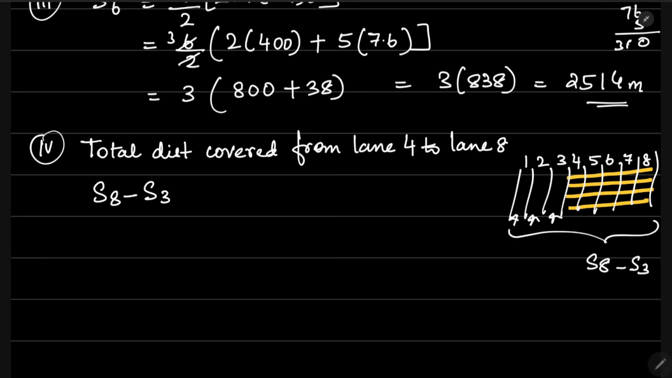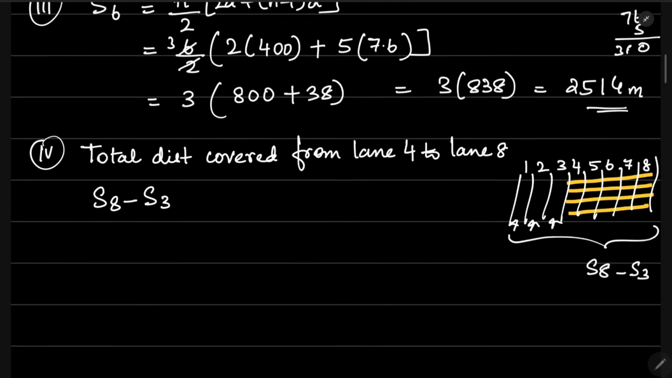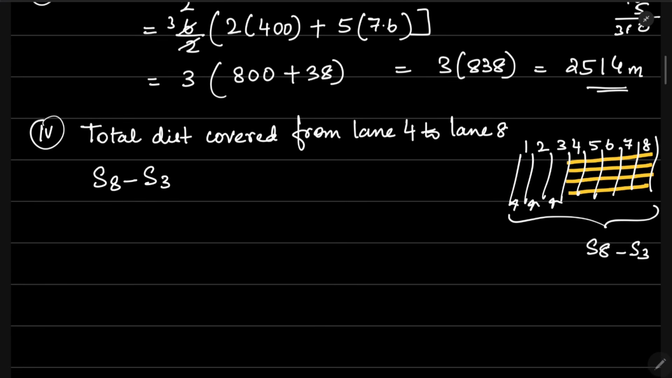I want you to clearly understand why it is not S8 minus S4. You have to take the total sum and subtract the distance from 1 to 3, which will give you the distance covered from 4 to 8. Now it is very easy, just substitute the formula for your S8.